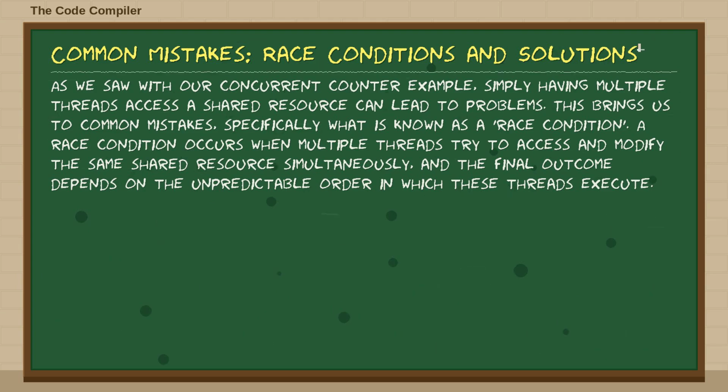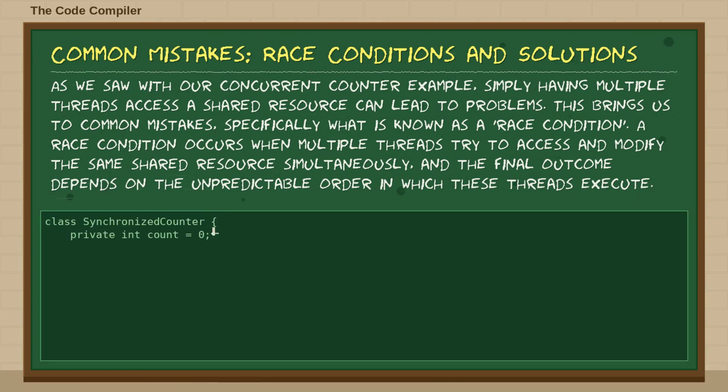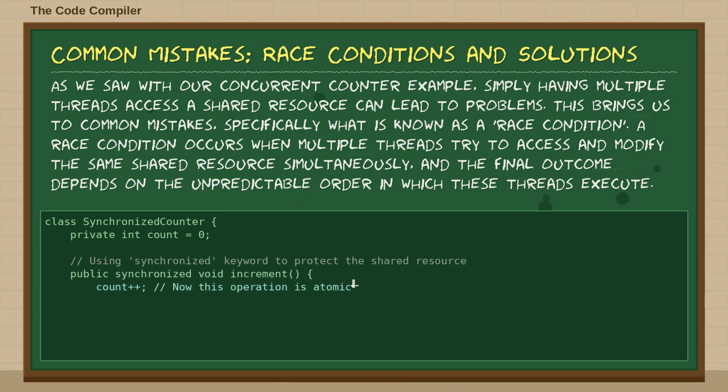To solve this, Java provides the synchronized keyword. When you mark a method or a block of code as synchronized, only one thread can execute that code at any given time. This ensures that operations on shared data are atomic and consistent, preventing race conditions. It is a fundamental tool for ensuring thread safety in your applications.